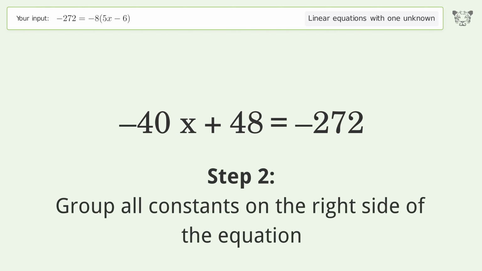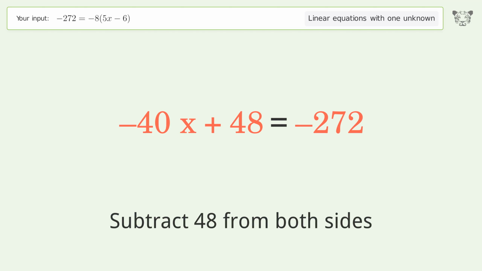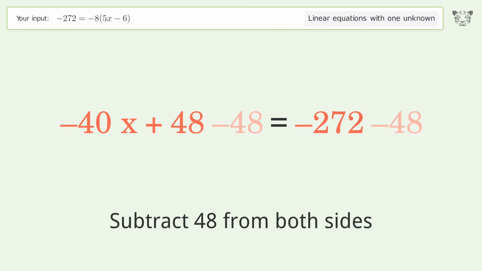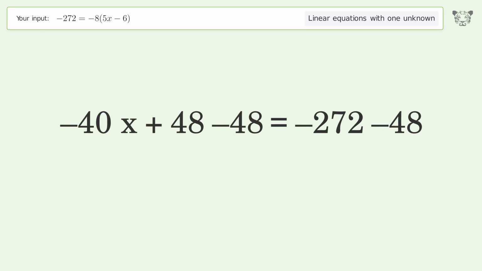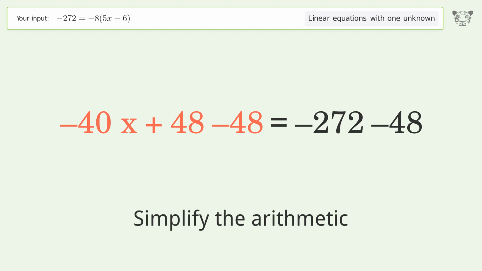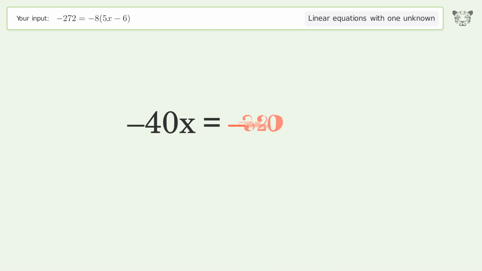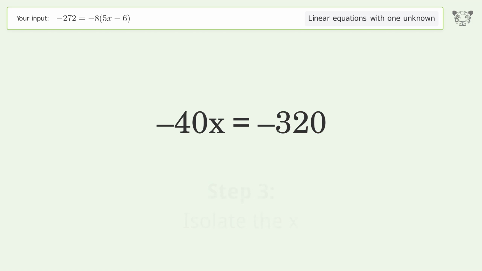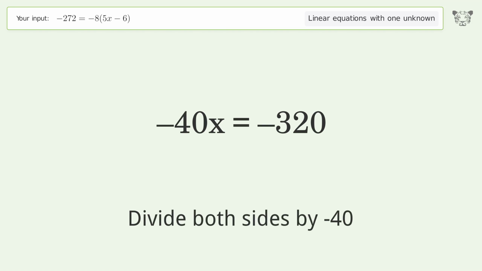Group all constants on the right side of the equation. Subtract 48 from both sides. Simplify the arithmetic. Isolate the x. Divide both sides by -40.